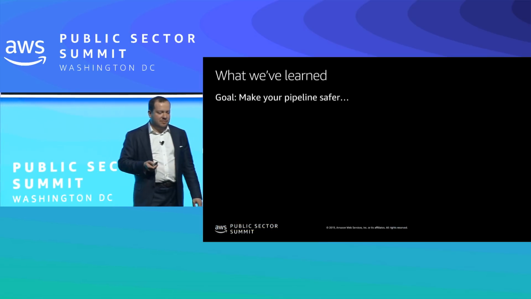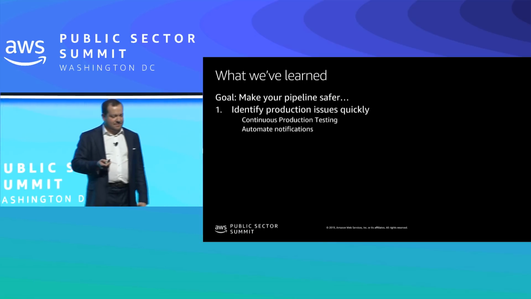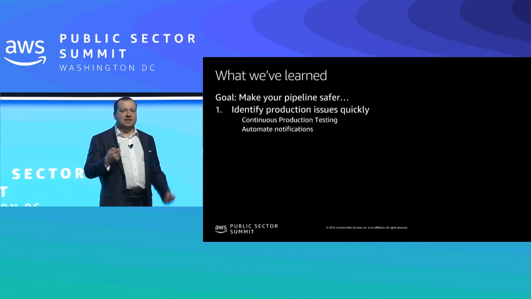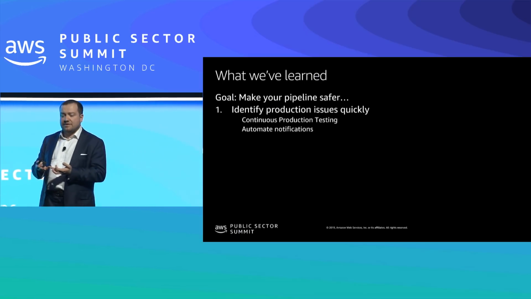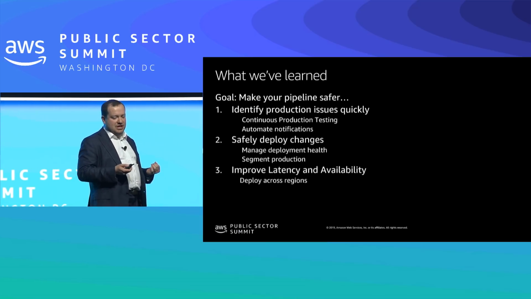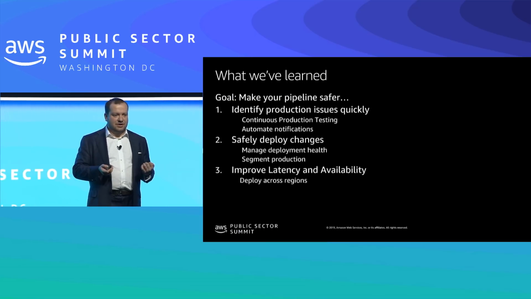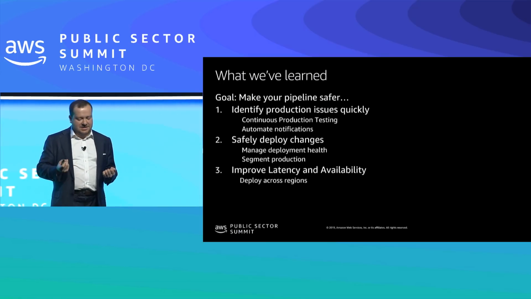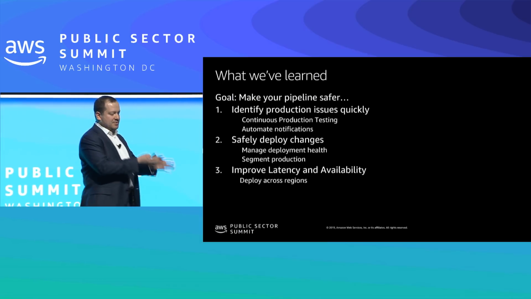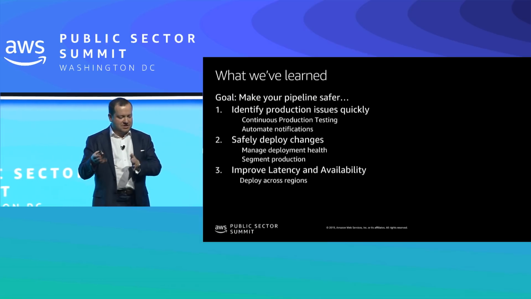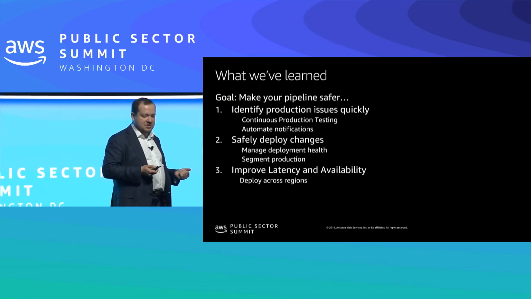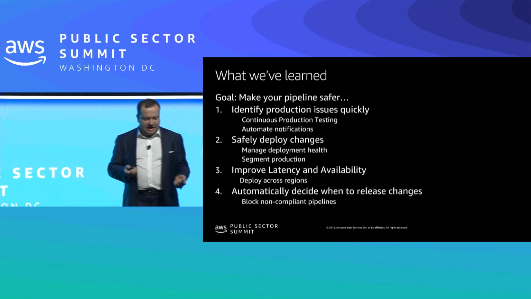So just to summarize what we've learned, you want to make your pipeline safer by identifying issues with your pipeline quickly through continuous testing. You want to get notifications if something passes or even if it fails really quick. And you want to be able to safely deploy changes. So you want to manage deployment health. You want to see after deployment if it's successful or not. And you want to segment your production deploy, so you deploy into small pieces and make sure all the pieces work. And if you want to improve latency and availability, you can also deploy across multiple regions.